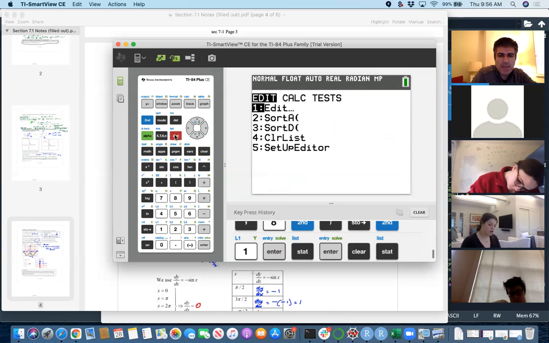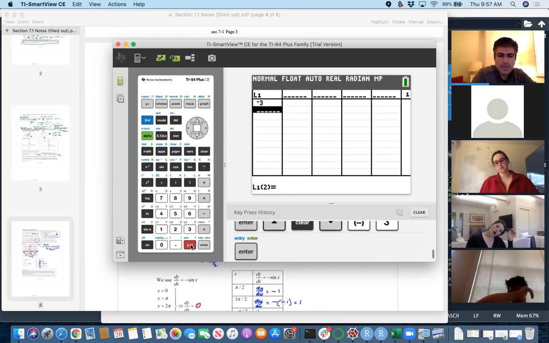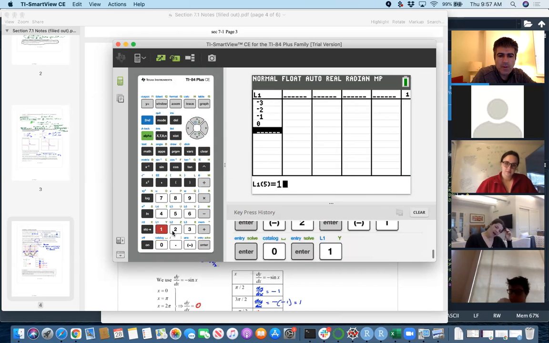Personally, I like going to the Stat menu. I think it's just a little cleaner that way. So I'm going to clear that again. One more time: negative 3, negative 2, negative 1, 0, 1, 2, and 3. Now I go back to y equals.